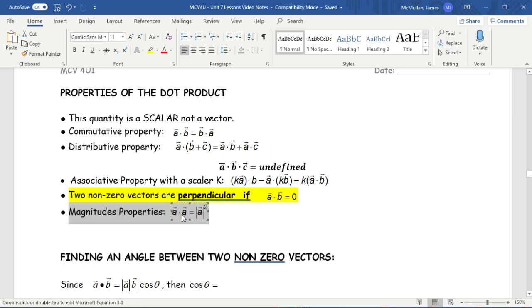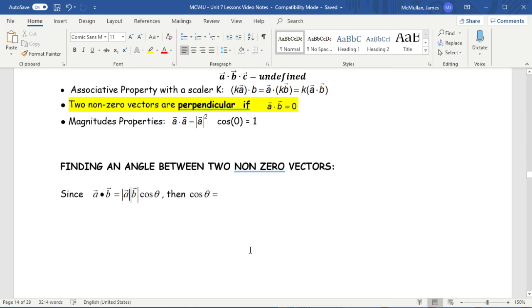If A dots with itself, it's the equivalent of simply squaring the magnitude, because recall cos of 0 is 1. So you'd have magnitude A times cos 0, because there'd be 0 angle between two vectors that are the same. And so you just have A times 1, so you have A squared. So that also is an important property, but again, what I highlighted is what's really, really meaningful.